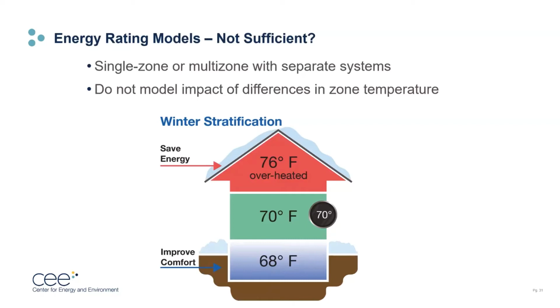Typically, it's assumed that the house has one uniform temperature that is controlled by a single thermostat and a single heating and cooling system. It is possible to break the house into separate zones and put different heating and cooling systems in each zone. However, you would need to know the temperature of each zone for a single zone system and a multi-zone system in order to estimate the difference in energy use. These models don't have the capability to determine the basement and second floor temperatures for a single zone system that's being controlled off the first floor temperature.